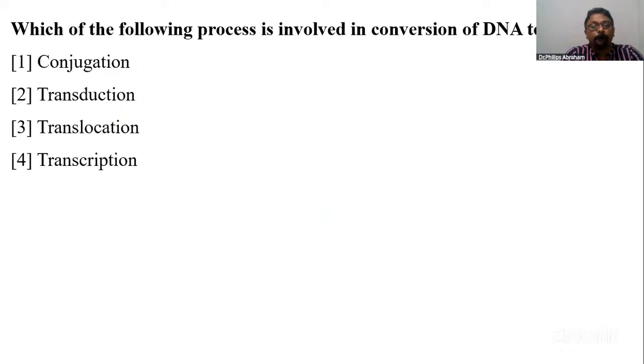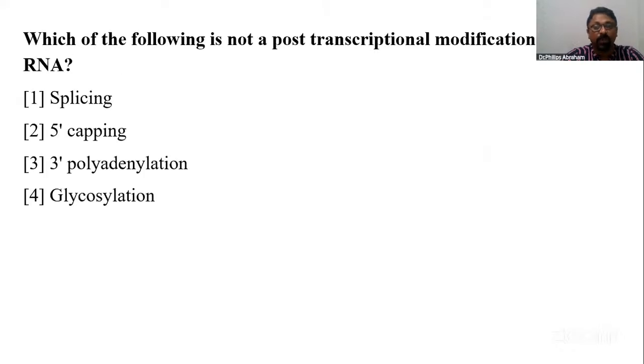Okay, going to the next. What's the process involved in the conversion of DNA to RNA? It's nothing but transcription. The other options are related to the transfer of DNA from one to another. So transcription is the answer. And another thing we should know is translation, for protein synthesis.